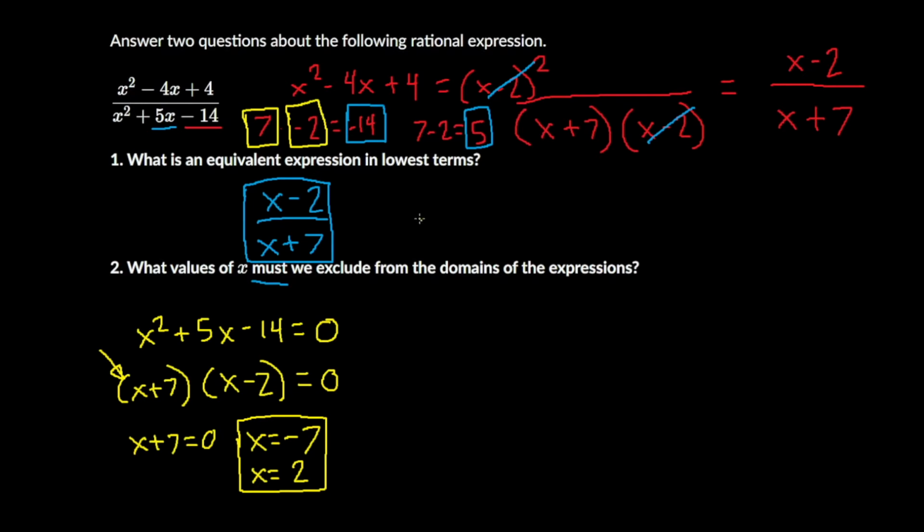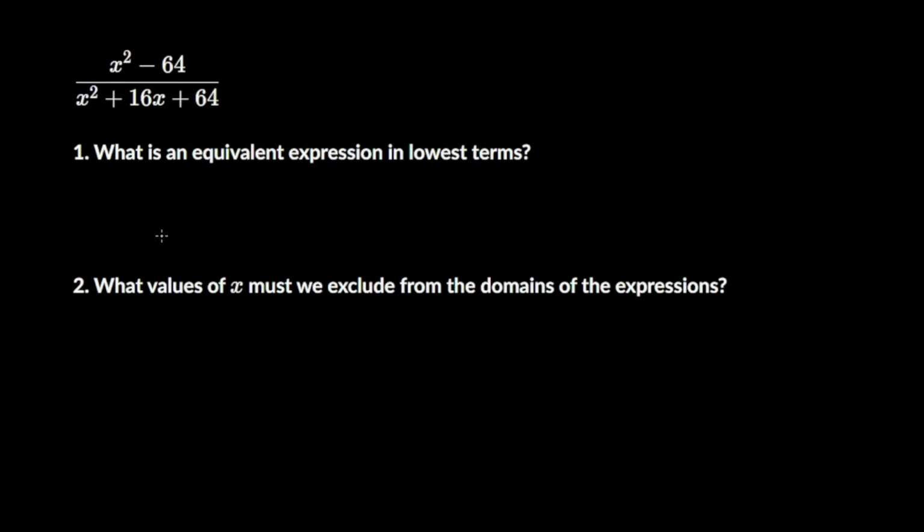Alrighty, so that is the answer to this problem. Let's go ahead and do another one, shall we? Alrighty, we have another problem, and we can do the same thing like we did last time in the other problem. We have x squared minus 64. Let's go ahead and write it down. x squared minus 64. And this question is also asking the same thing.